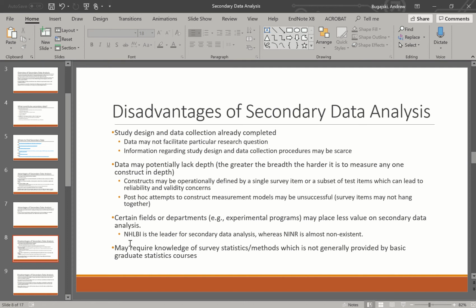Furthermore, secondary data analysis may require knowledge of survey statistics methods, which is usually not covered in what we're teaching you. The good news is we're teaching you a whole lot. You should be able to conduct many sophisticated and complex secondary data analyses just based off of our class.